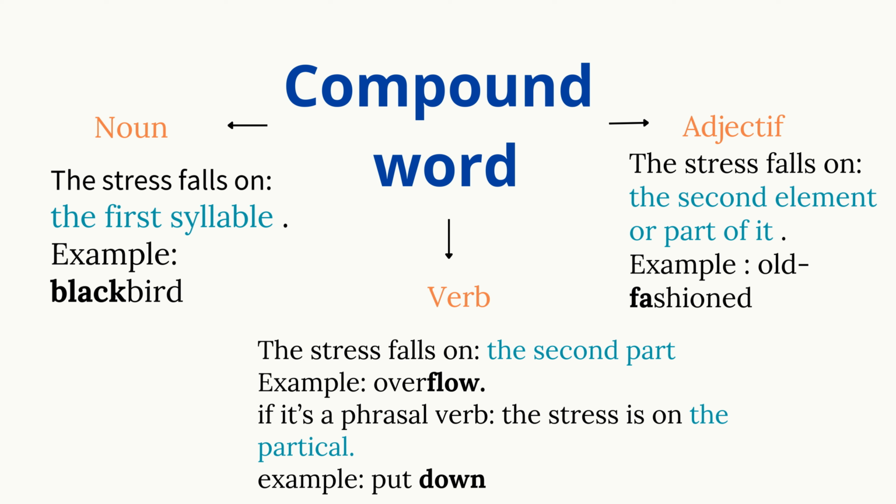Now, with compound verbs, the stress shifts to the second part. Take overflow as an example. The stress is on flow. Lastly, for phrasal verbs, the stress is placed on the particle. For example, in put down, the emphasis is on down. By recognizing these patterns, you can improve both your pronunciation and understanding of compound words in English. It's all about where the emphasis naturally falls.